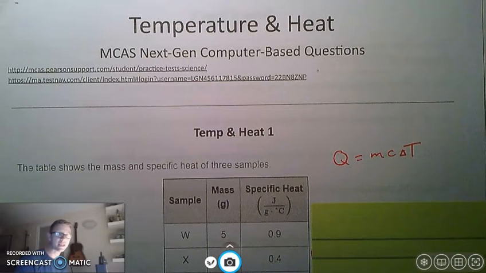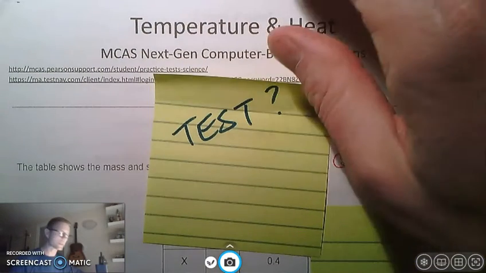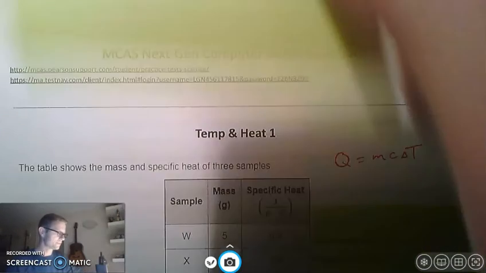Temperature and heat. MCAS next gen computer based questions. What we're saying is that these are similar style to the types of questions you may see on the MCAS. You should also expect these on your upcoming test. I might literally take some off of here, so pay attention.